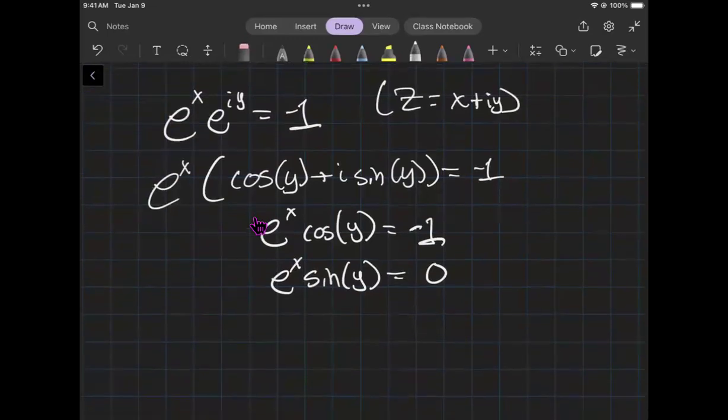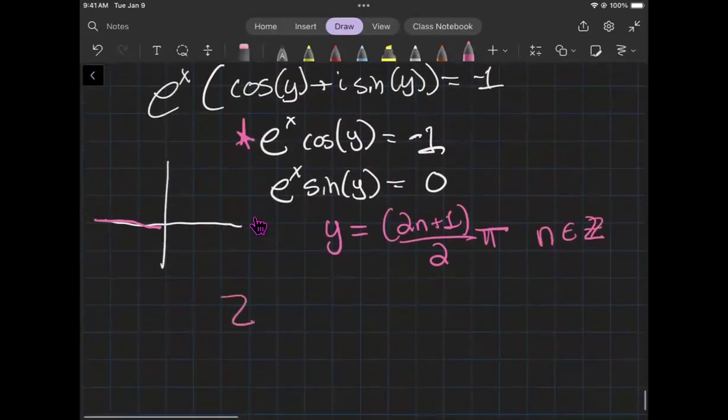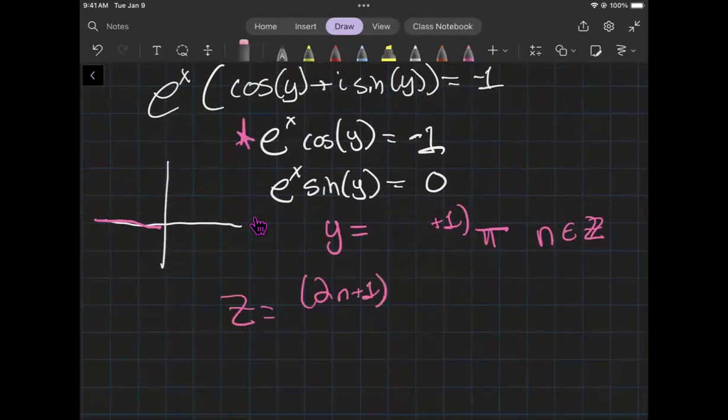But we know that sine of y is 0 on the x-axis, on the real axis, right? Sine of y is 0 on the real axis. But what really comes into play is this value here, right? So we also know that cosine of y is equal to -1 on the negative real axis, right? So that means y has to equal an odd integer multiple of pi. Okay. So what that means is that z is equal to, I meant an odd integer multiple of pi.